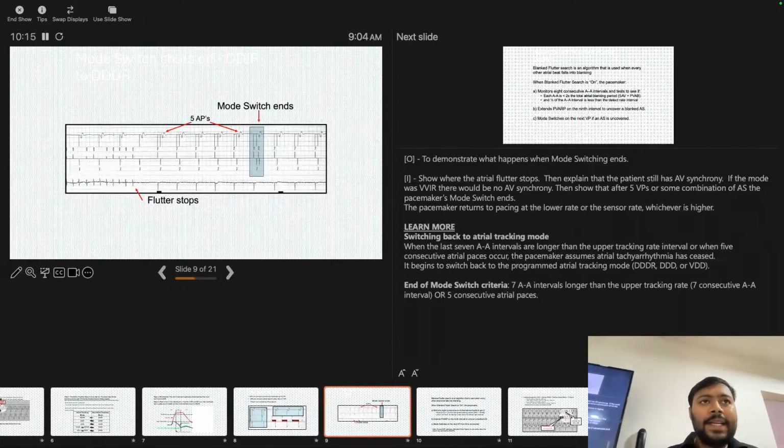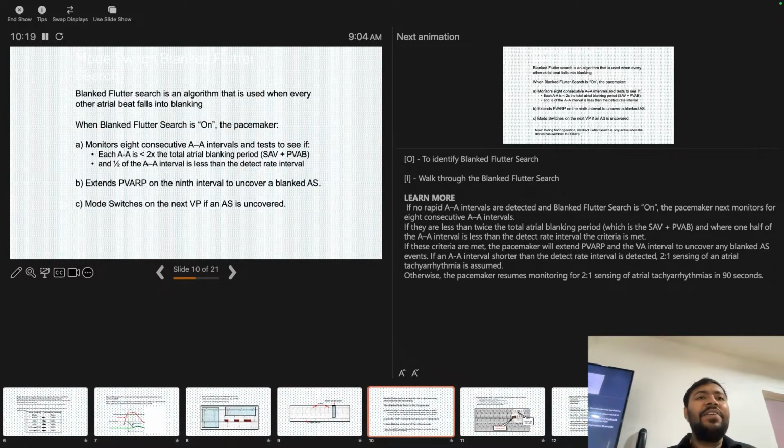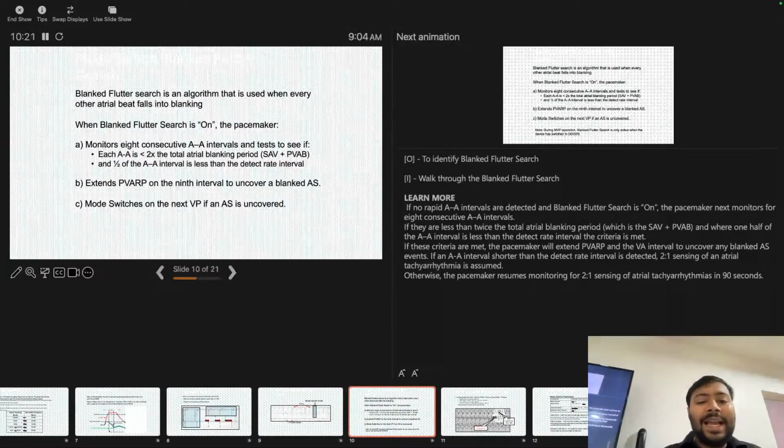In Medtronic there is an additional algorithm to enhance the mode switch feature, called blanked flutter search. We will call it BFS. This blanked flutter search is nominally turned on in Medtronic devices. What is the need for this? We know there is already a mode switch algorithm, so what is the need for blanked flutter search?